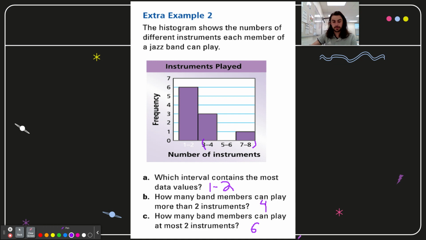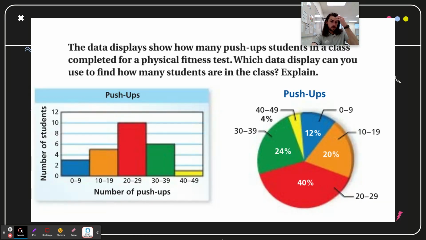6 people can play only 2 instruments or less. All right. So those are our answers. Let's move on.